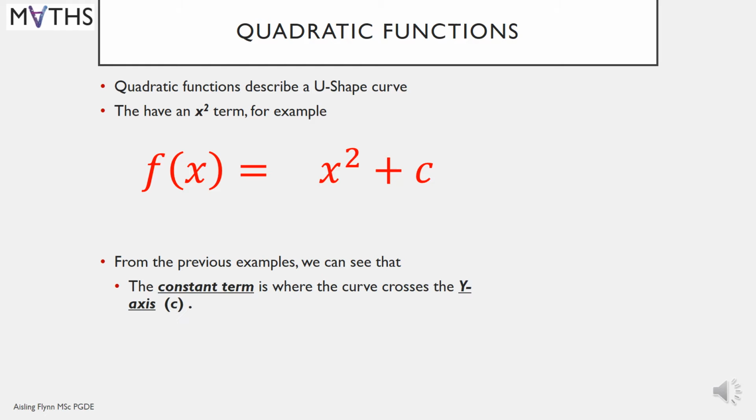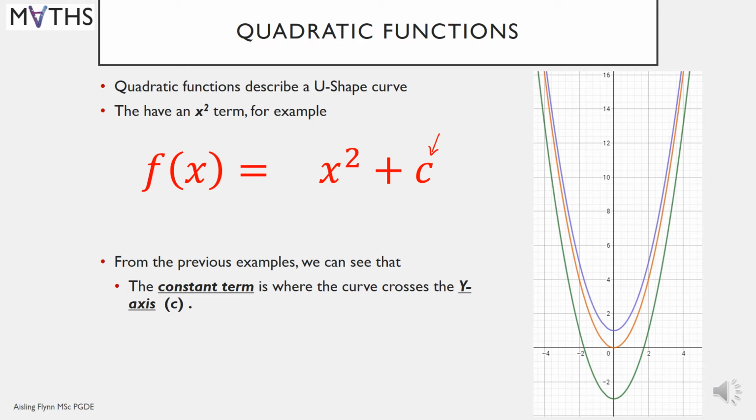From the previous examples, we can see that the constant term, which is c here, told us where the curve crosses the y-axis. So here's the 3 that we looked at. Firstly, the red function was just plain old x squared, plus 0 if you like, and it crossed the y-axis at 0, 0. And it's symmetrical about the y-axis.